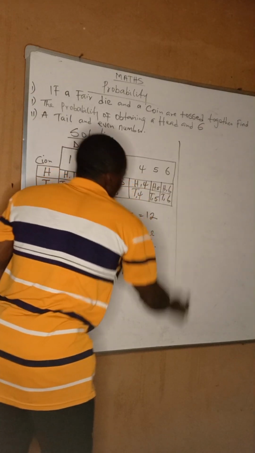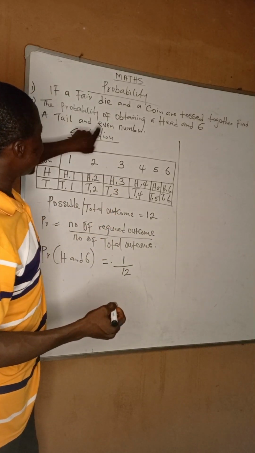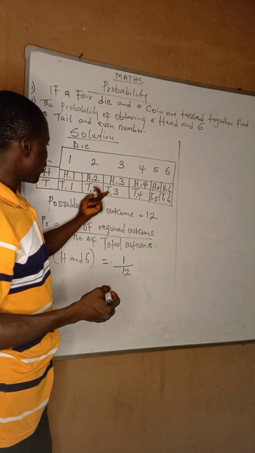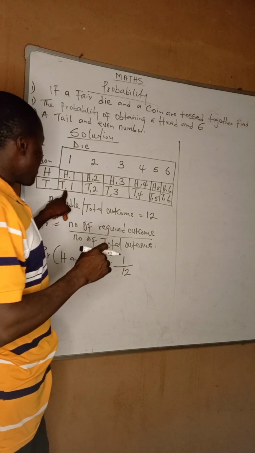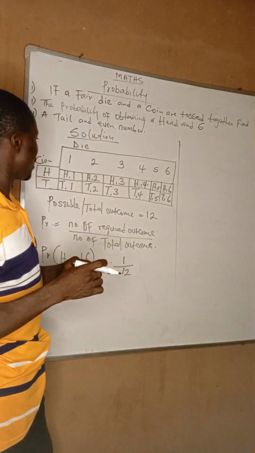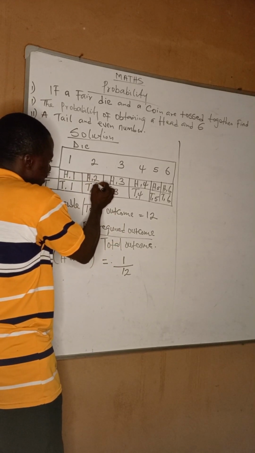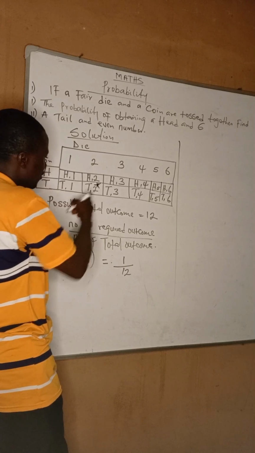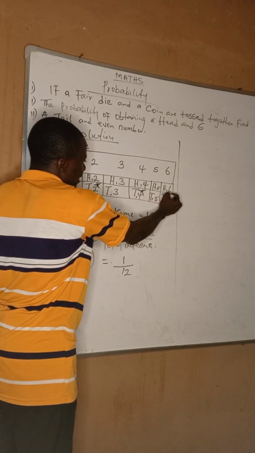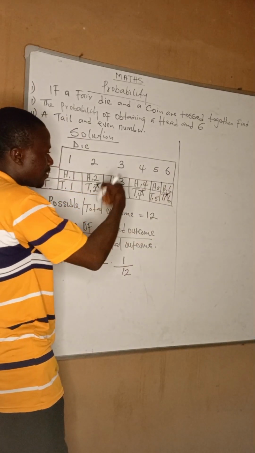Now let's look at the second question. The second question says a tail and an even number. You come to your row for the tail and check anywhere the tail appeared and an even number also appeared. What is an even number? Any number that is divisible by 2. Now it means that this one is inclusive. I will just put an asterisk to mark the ones that are inclusive. This one falls in, this also falls in, and this particular one. These are the only places where we have a tail and at the same time an even number.